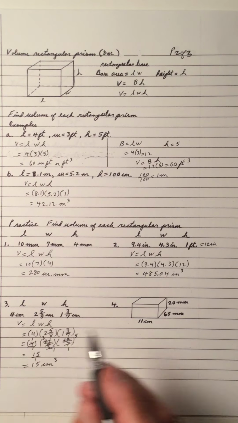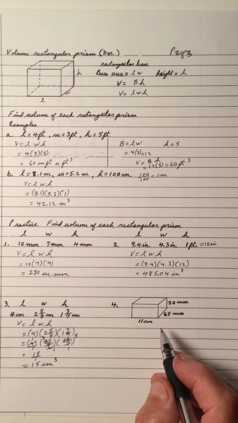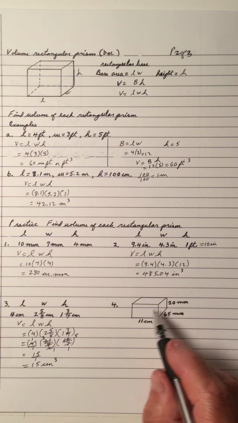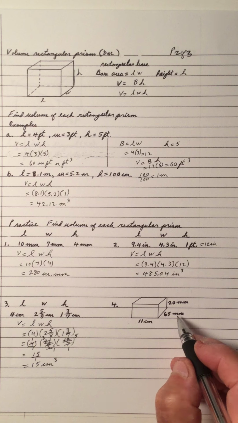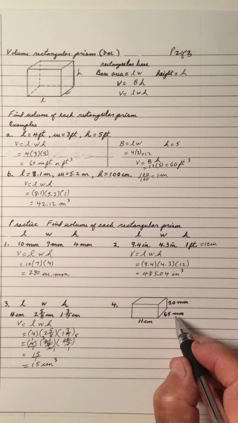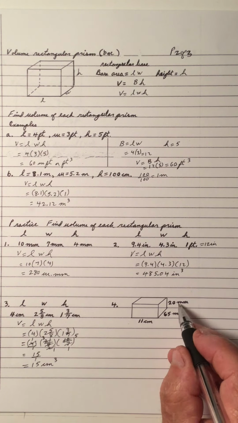Length, width, height, 3 dimensions for volume. And notice the cancellation. And number 4, we have a rectangular box, and we have centimeters and millimeters. So let's change millimeters to centimeters.